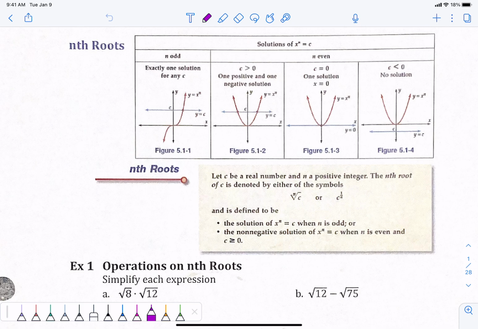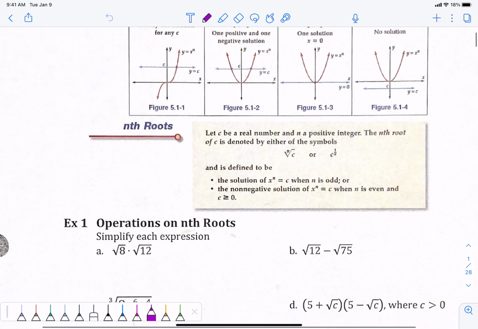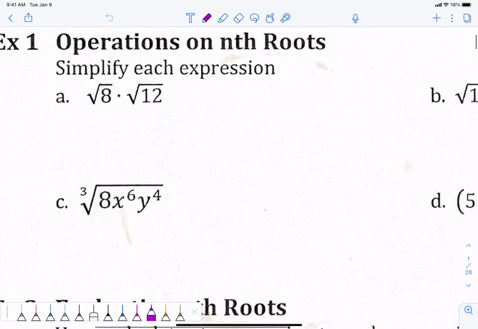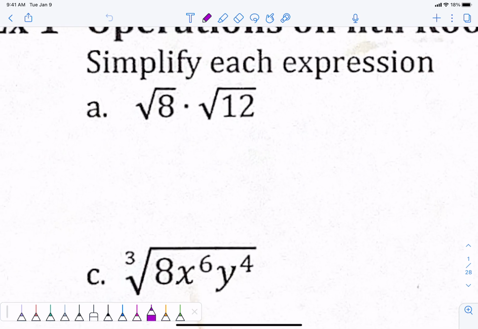Let's just go straight to example 1. Operations with exponents. Simplify each expression. Part A. Let's figure out what you do. The square root of 8 and the square root of 12.